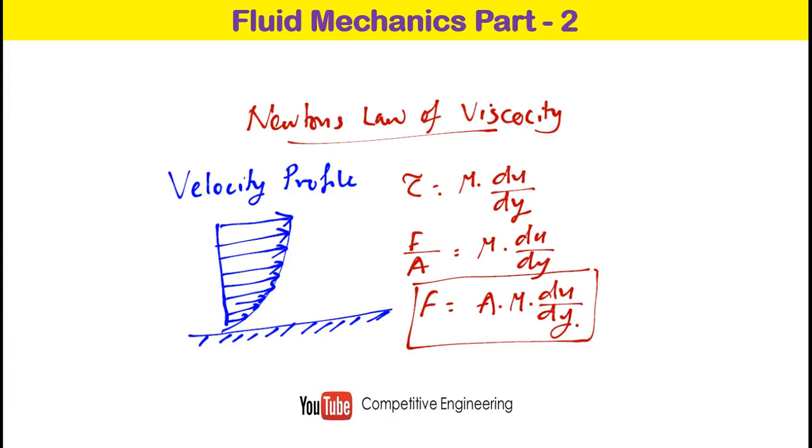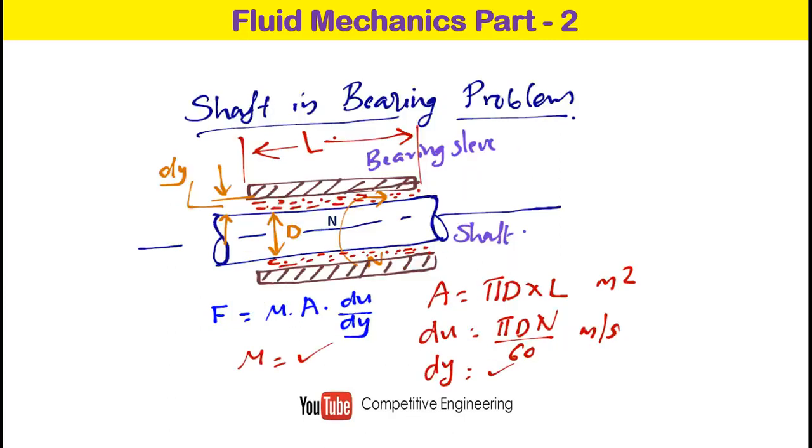The shear stress we can write as force by area. So F by A equal to mu into du by dy. F is equal to mu into A into du by dy. So we can find the force from Newton's law of viscosity, that is the shear force developed between the fluid layers. This is a very important concept, the shaft in the bearing problem. In GATE and other competitive exams, it is a very important problem. Normally this question is asked from Newton's law of viscosity. Understanding this problem will fetch you good marks.